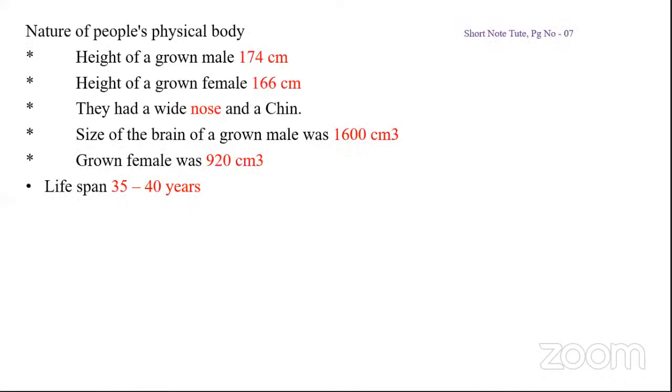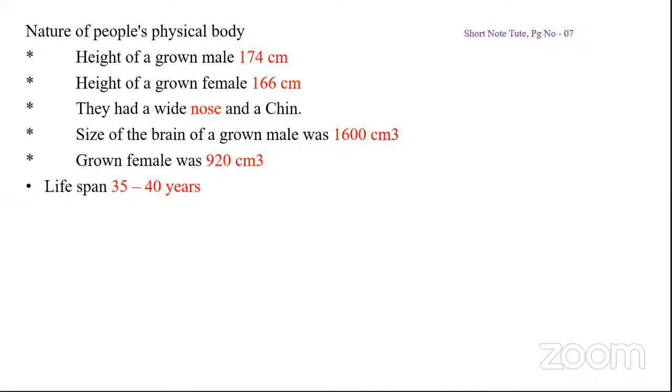So that means in page number 7 of the short note, we can write this. Height of a grown male, 174 centimeters. Height of a grown female, 166 centimeters. And they had a wide nose and chin. And the size of the brain of a grown male was 1,600 cubic centimeters, and a grown female, 920 cubic centimeters.